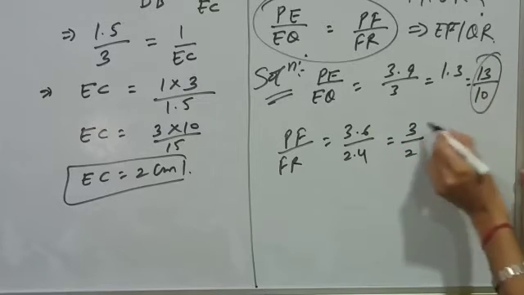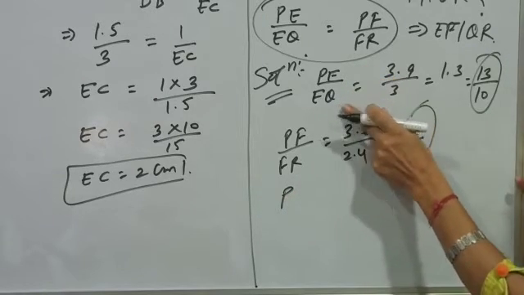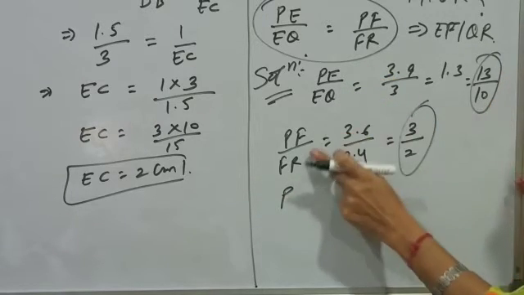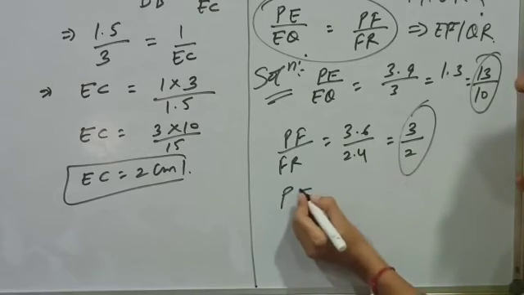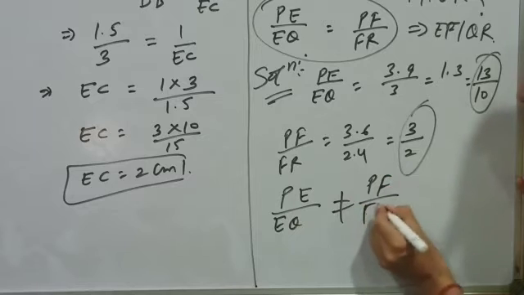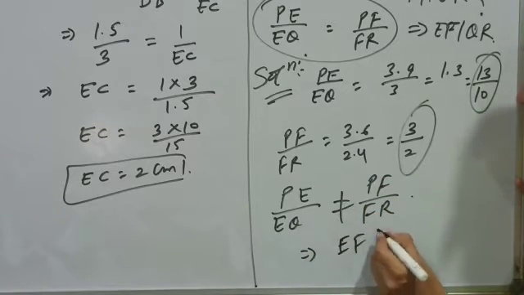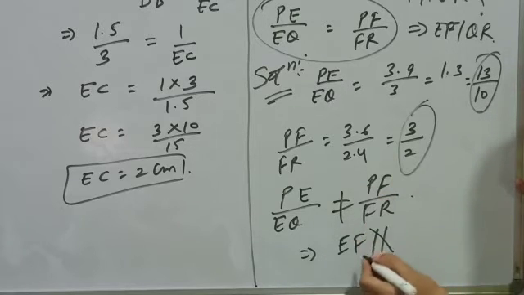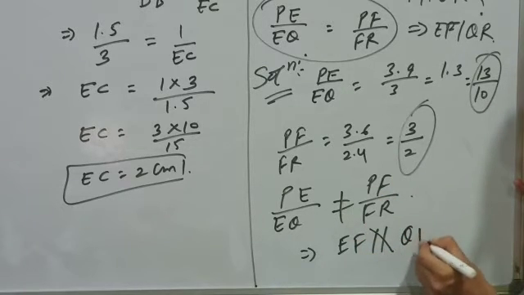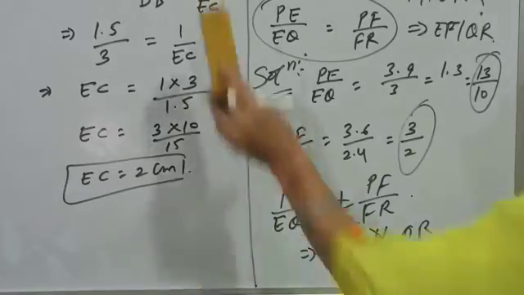So these two ratios are not equal to each other. PE upon EQ is equal to 13 upon 10 and PF upon FR is equal to 3 by 2, so PE upon EQ is not equal to PF upon FR. So by using the converse, EF is not parallel to QR. Similarly, you can try the other parts also. Now we will try another question. Okay, so here is the question.